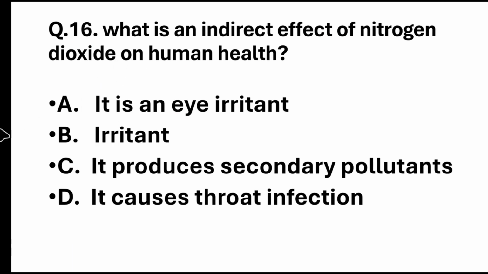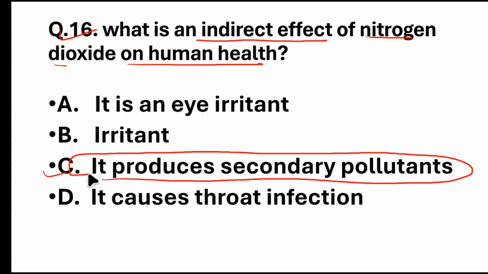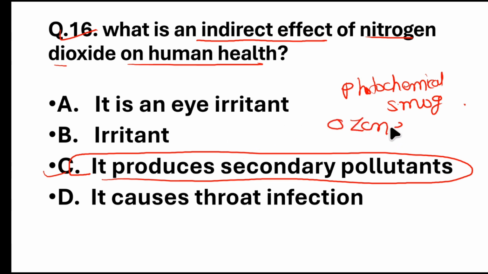Question number 16. What is an indirect effect of nitrogen dioxide on human health? Answer option C. It produces secondary pollutants. Nitrogen dioxide produces secondary pollutants in the atmosphere, especially in photochemical smog. These pollutants are oxidants like ozone, which are very harmful to human health.